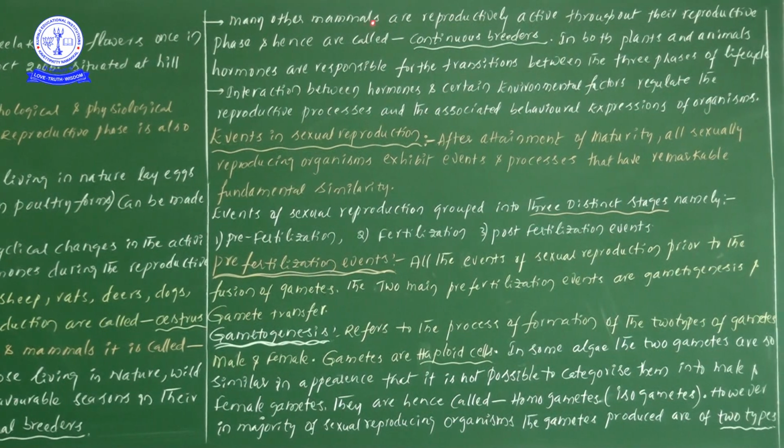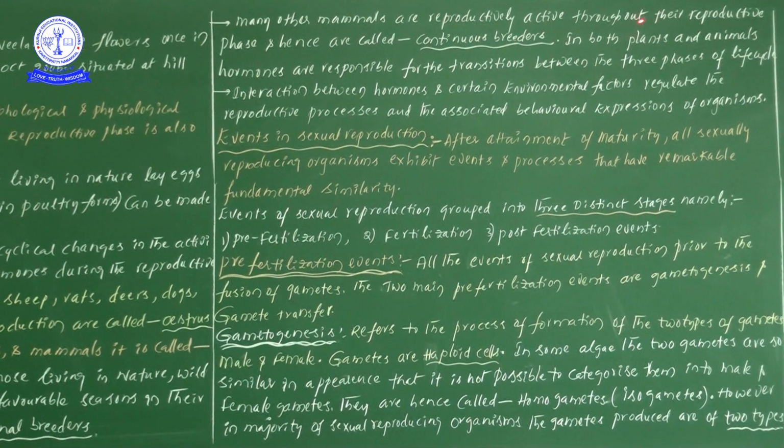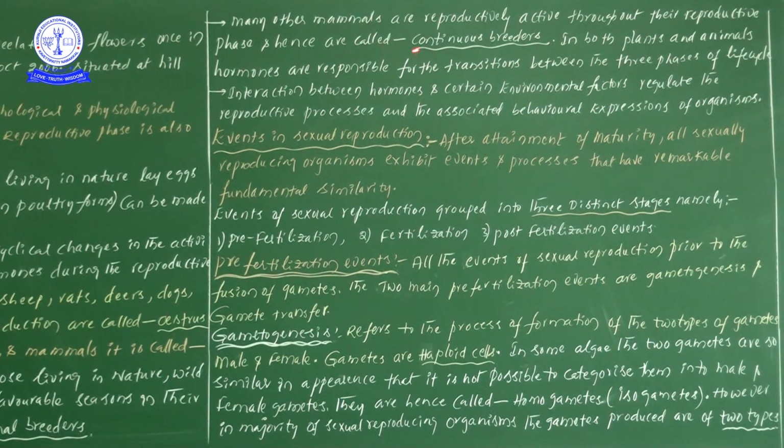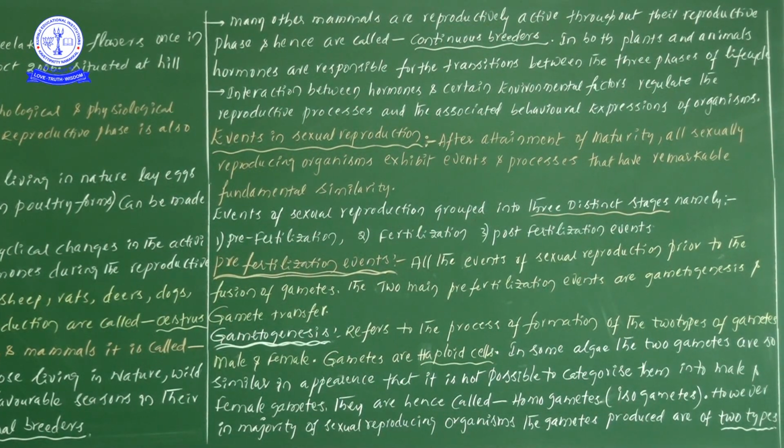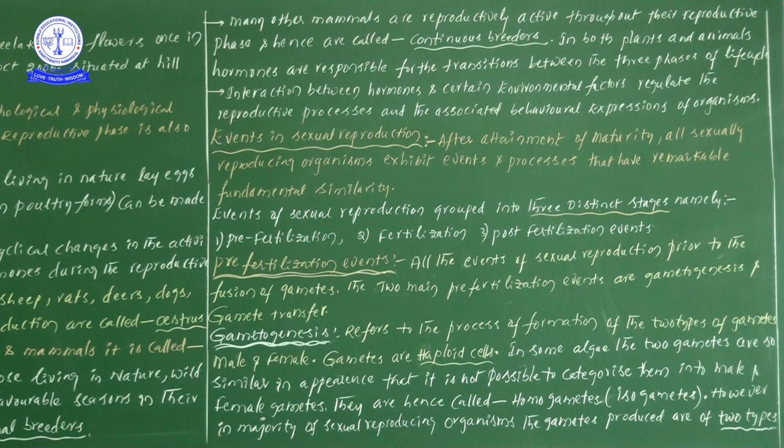Next one: many other mammals are reproductively active throughout their reproductive phase, hence called continuous breeders. Did you observe that? What is the point here? We are discussing many other mammals. In seasonal breeders also mammals were taken, and the remaining other mammals are taken in continuous breeders. So what is the point the author is trying to give us? That is, many other mammals.